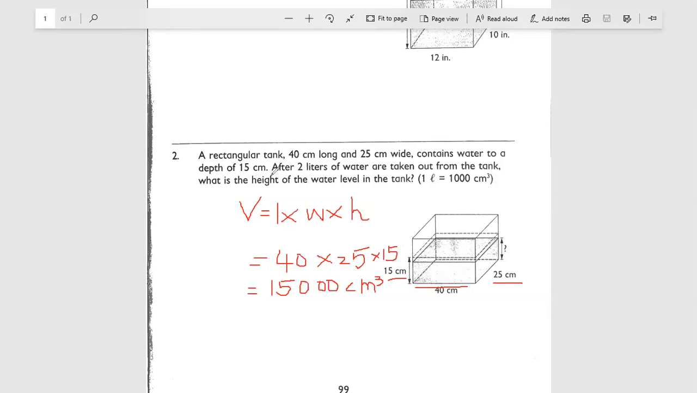And over here, it says they took out 2 liters of water. So we want to convert to the same unit. Right now, we are using centimeters cubed. Okay, so 1 liter is equal to 1,000 centimeters cubed. And then they take out 2 liters, so 2 liters times 1,000 centimeters cubed.